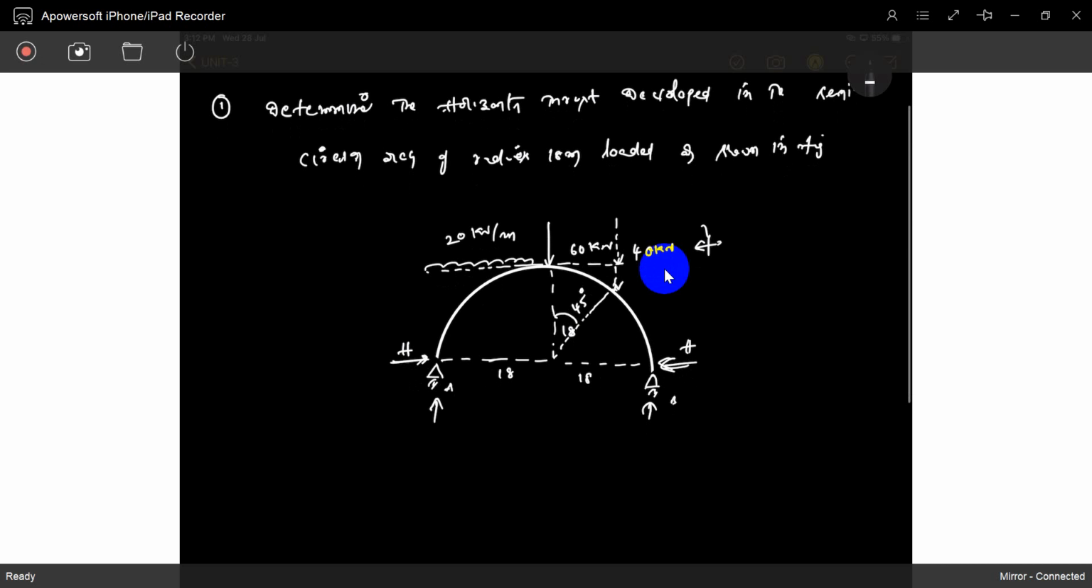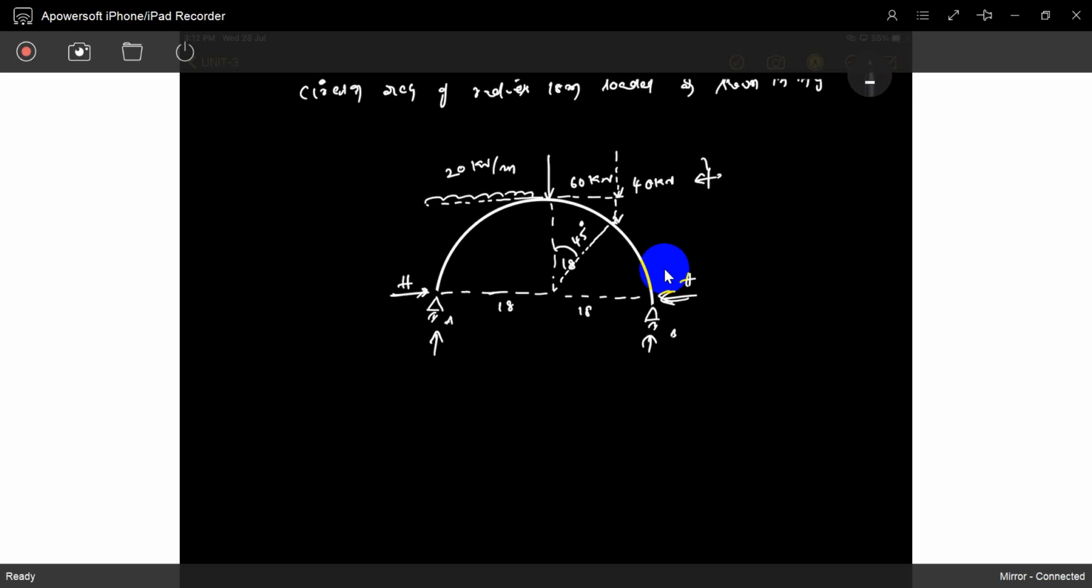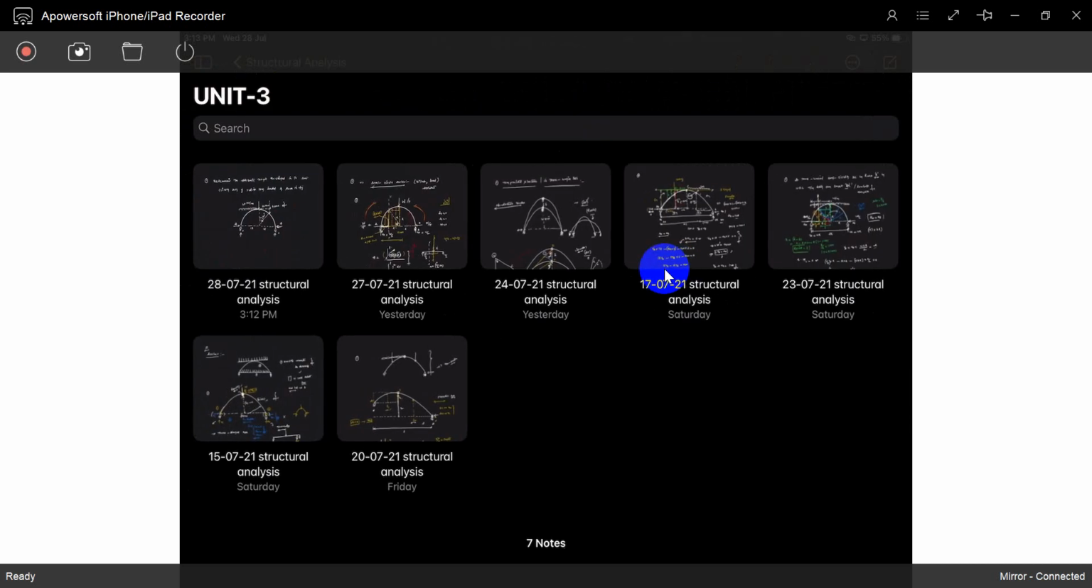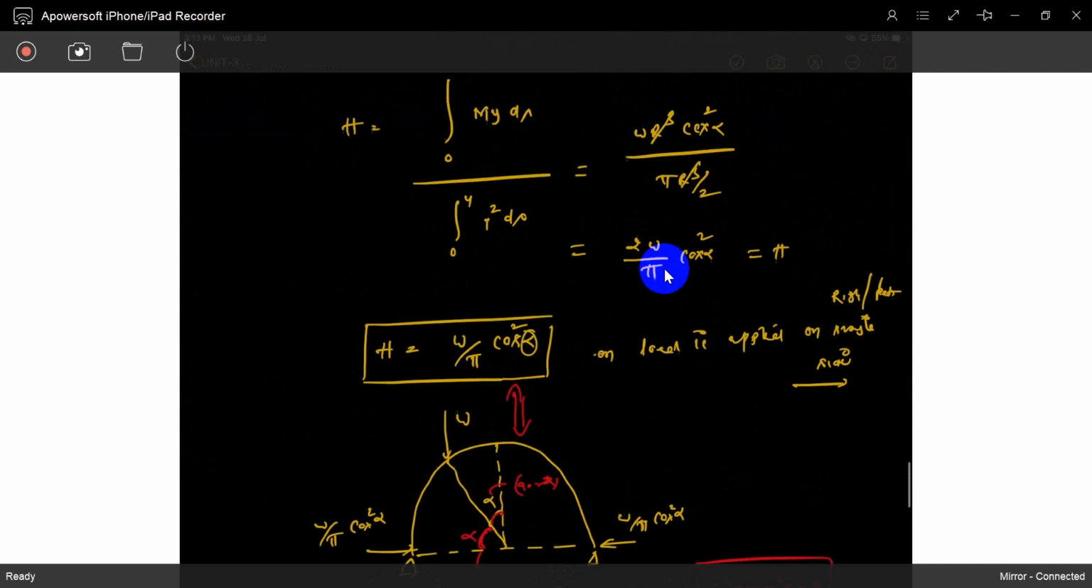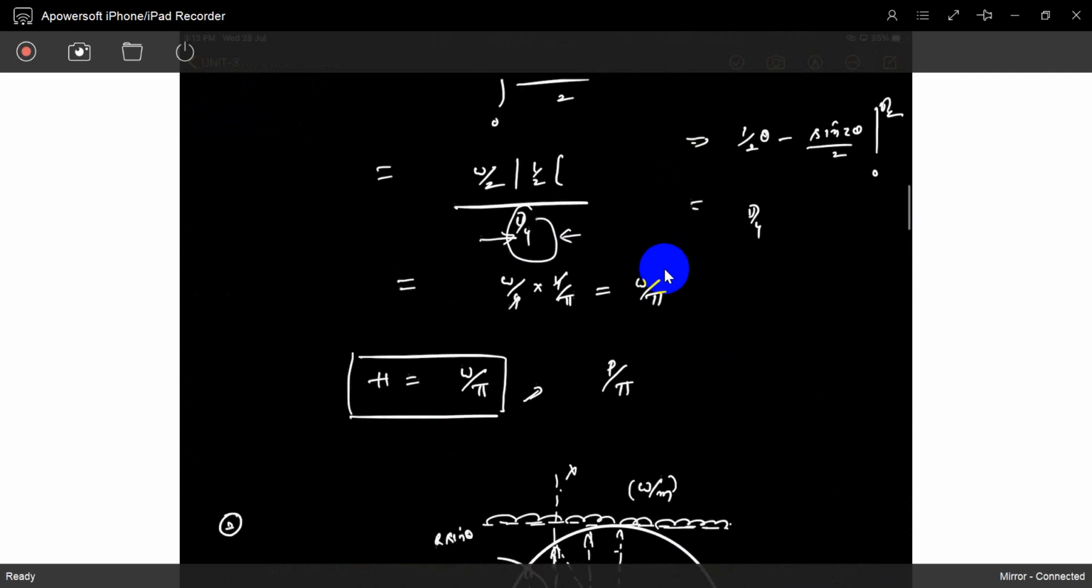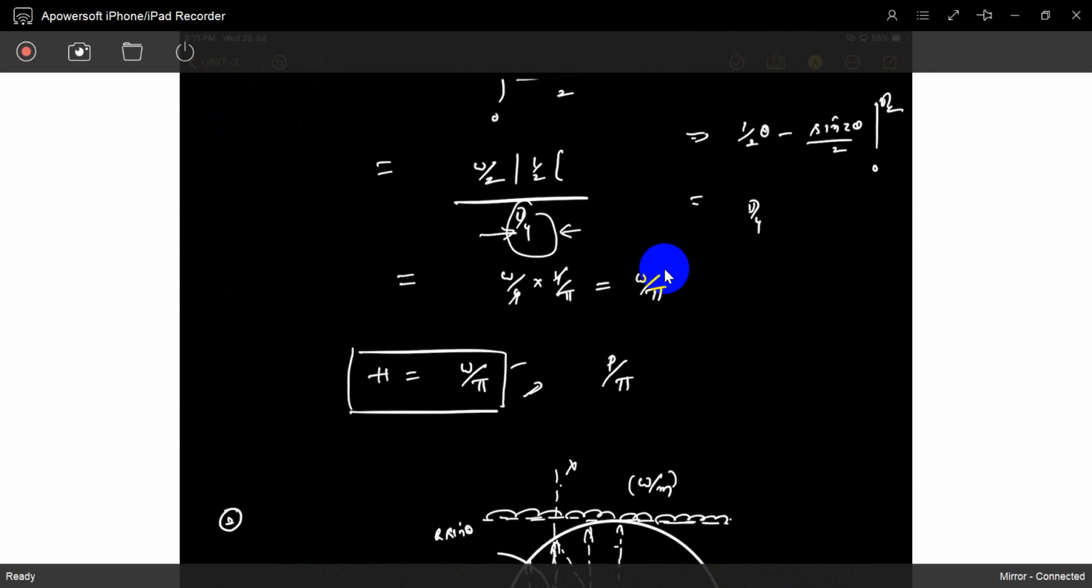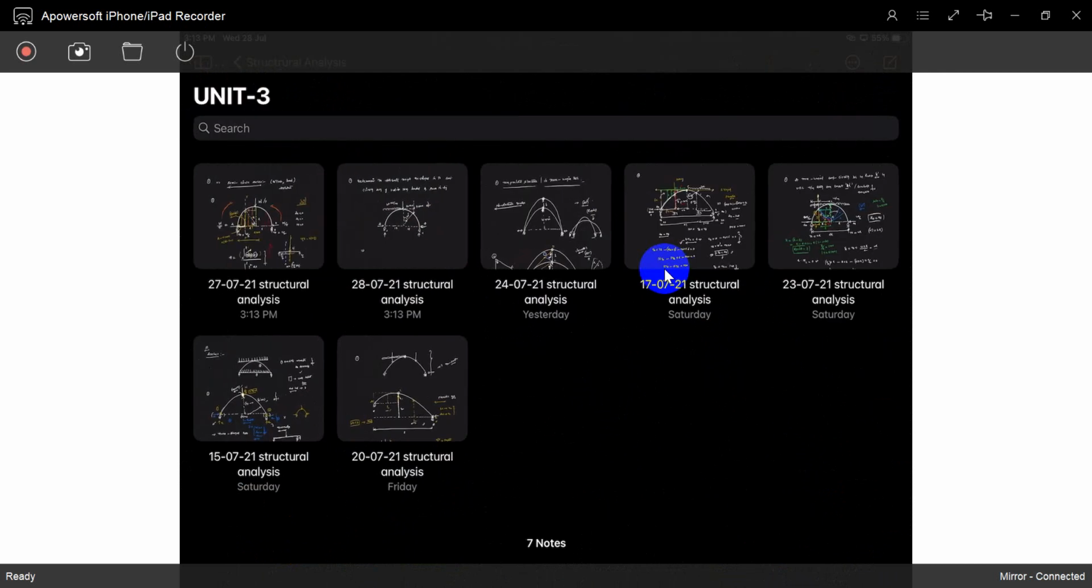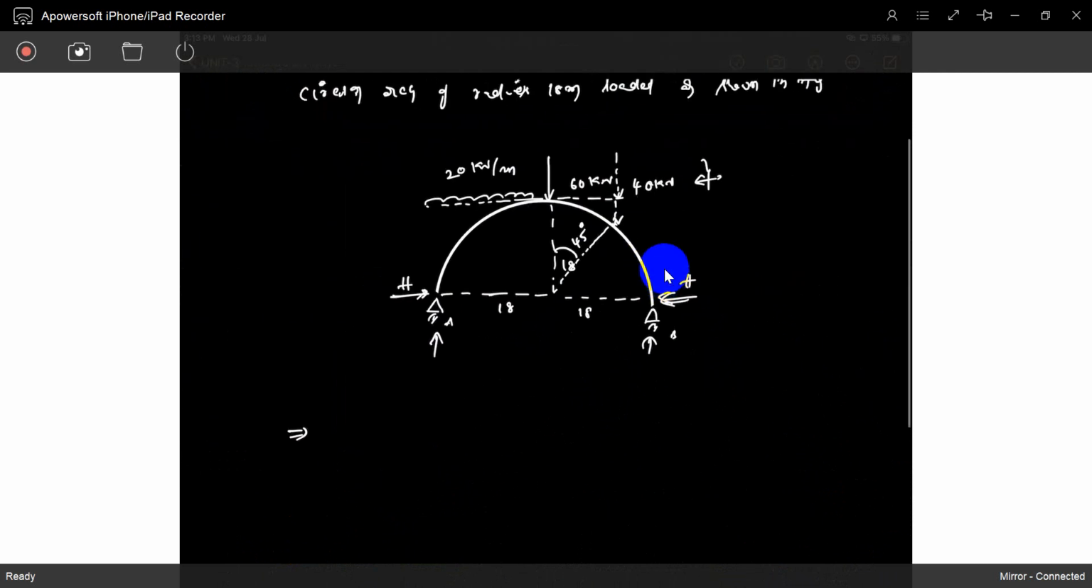See, first one thing for the crown loading. At the crown, if load is acting, what is horizontal thrust? W by pi. So that's it. H is equal to 60 by pi. Okay, so you can call it as H for crown loading.